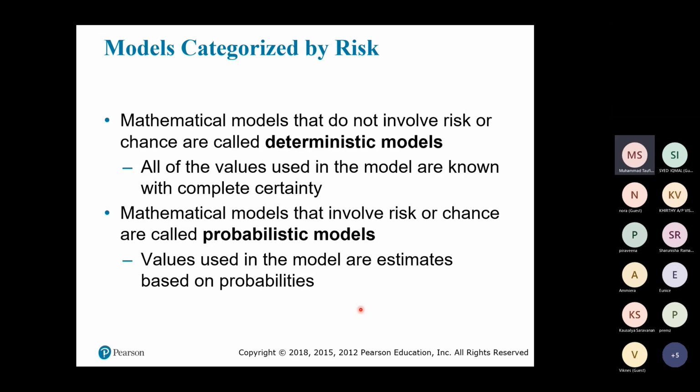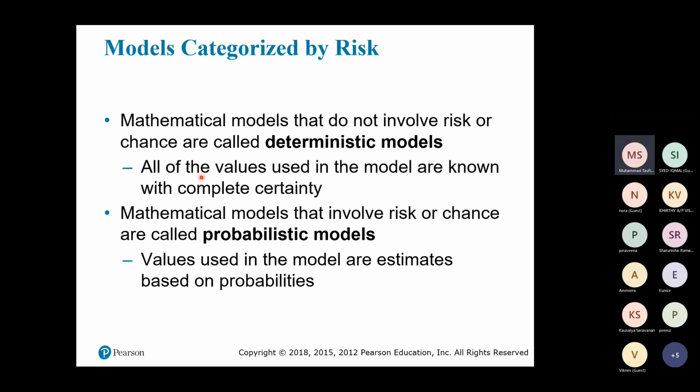So there are two categories of mathematical model. The mathematical models are categorized by the level of risk for each model. Mathematical models that do not involve risk or chances are what we call deterministic models.